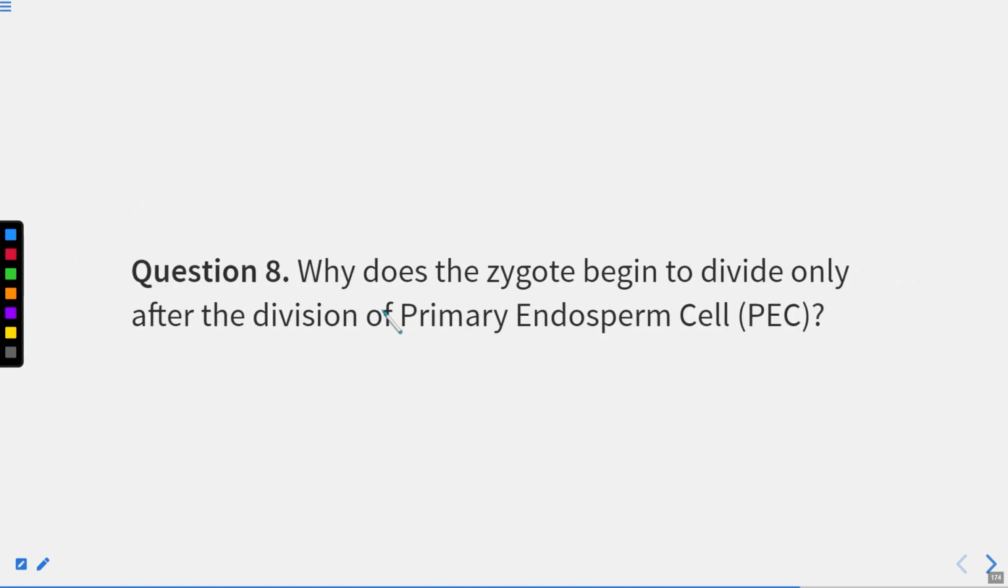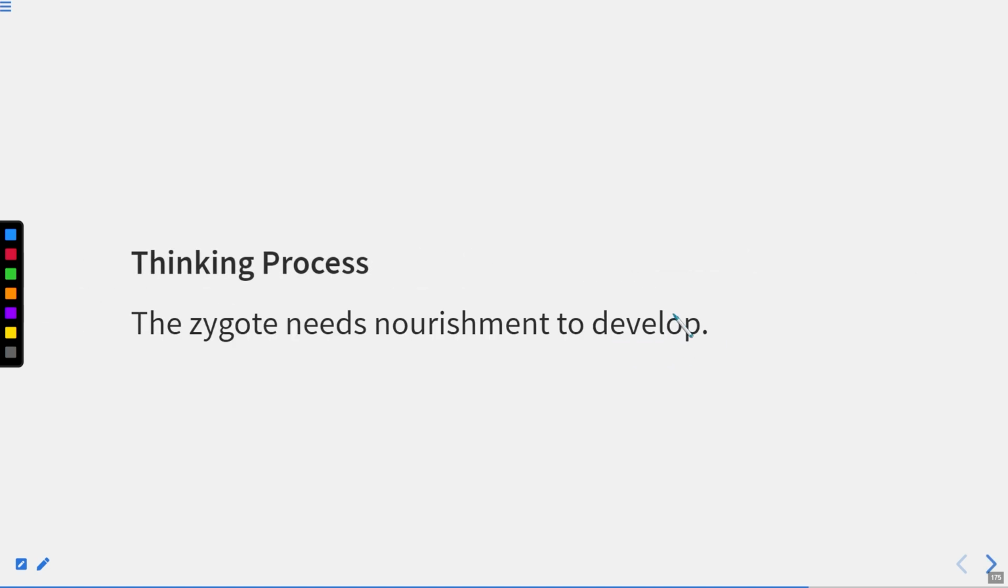Now let's talk about question number 8. Why does the zygote begin to divide only after the division of the primary endosperm cell? This is known as PEC. Why does this happen? So you already know one male gamete fuses with the egg cell, and another male gamete fuses with the secondary nuclei, also known as the central cell, and then it forms the primary endosperm cell. And the primary endosperm cell then forms the endosperm, which provides nourishment to the embryo.